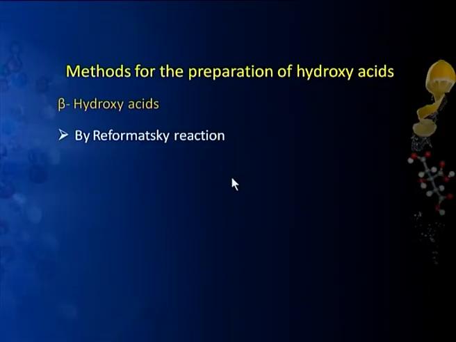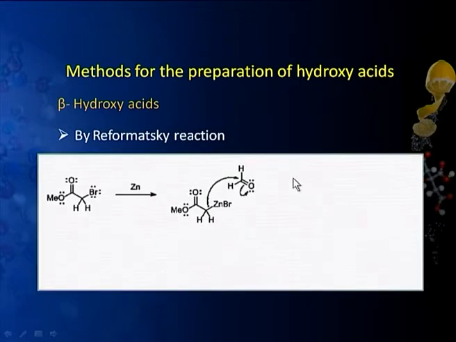Methods by which we specifically get beta hydroxy acids, they include the Reformatsky reaction. You have earlier studied Reformatsky reaction. This is a specific reaction given by alpha haloesters. Say here is an alpha bromoester, methyl bromoacetate. The reaction is carried out in presence of zinc, and finally they are treated with aldehydes or ketones. Here the reaction with formaldehyde has been shown.